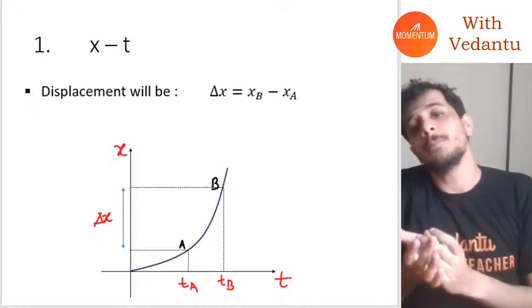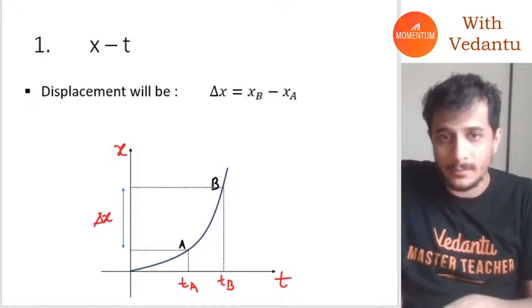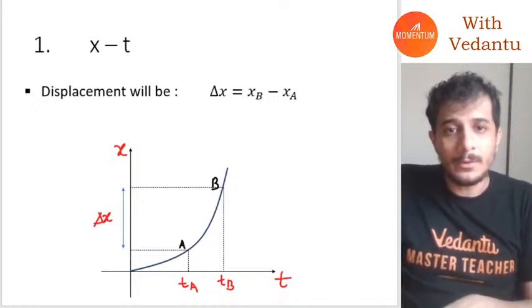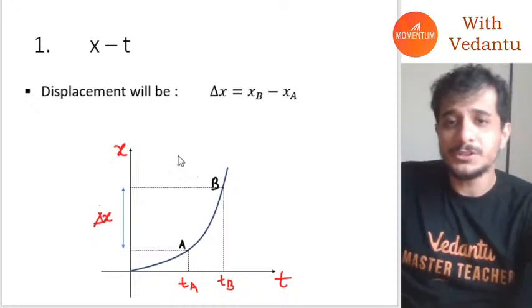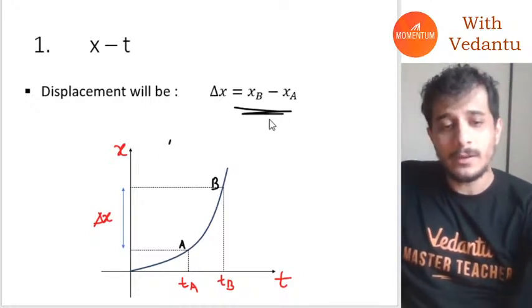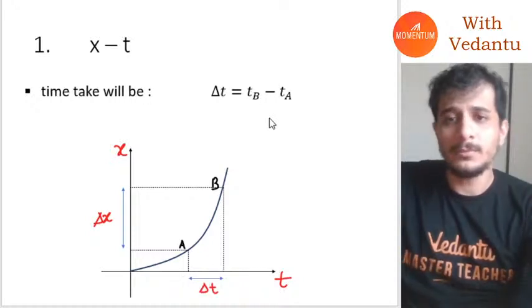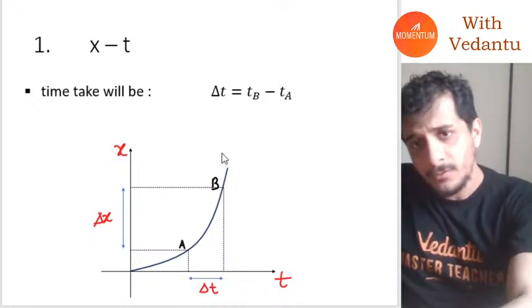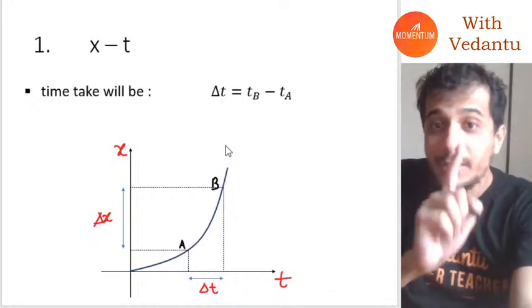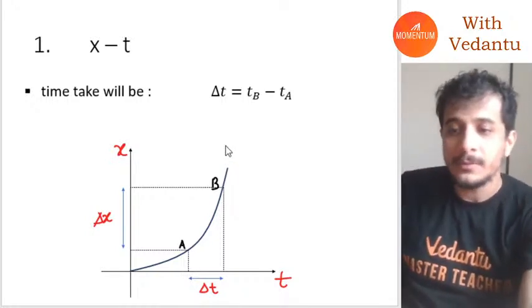Next, what exactly will be the displacement if they ask you? If I ask you the displacement between points A and B, that will be this vertical distance between A and B, delta x, which is nothing but position B minus position A. This is very simple. The time taken will be tb minus ta. But the big question comes later: what is the average velocity between A and B?